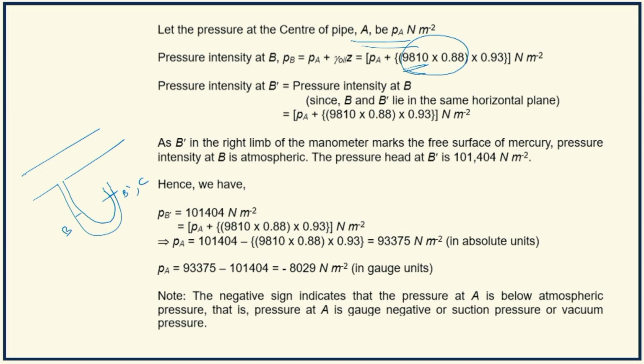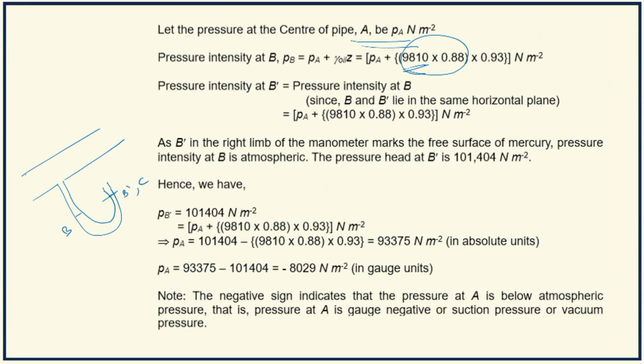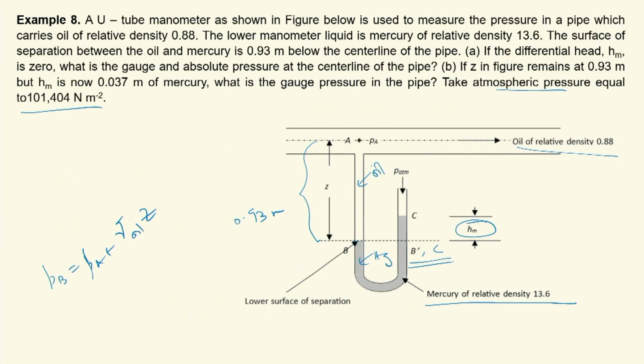Pressure intensity at B is atmospheric. So B dash and B, here it should be atmospheric. So the pressure head at B is 101,404 Newton per meter square because the mercury level lies here. That means C is dropping down and coincides with B. B dash and B lie in the same horizontal plane. So the pressure must be the same as per the proof we have discussed previously in module 1.